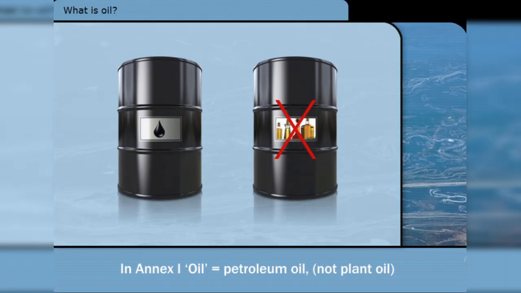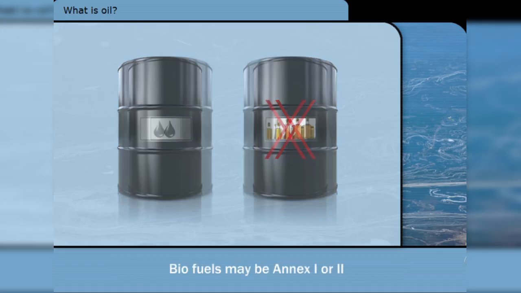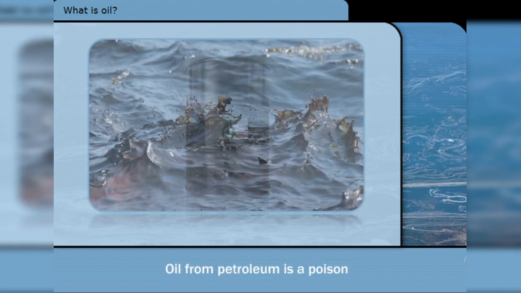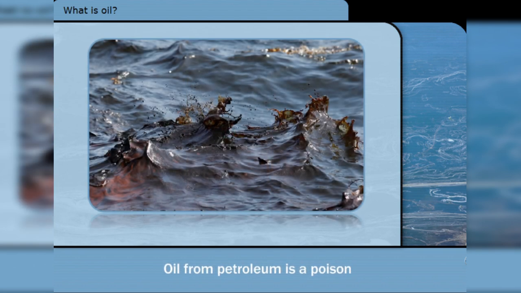Annex 1 of Marpol defines oil as oil coming from petroleum, not plants. Plant oils are considered as Annex 2 chemicals. Biofuels, made from blends of petroleum and plant oils, may come under Annex 1 or 2, depending on the blend. When oil from petroleum gets in the sea, it causes harm by acting as a poison, physically damaging life by coating it or blocking the sunlight.